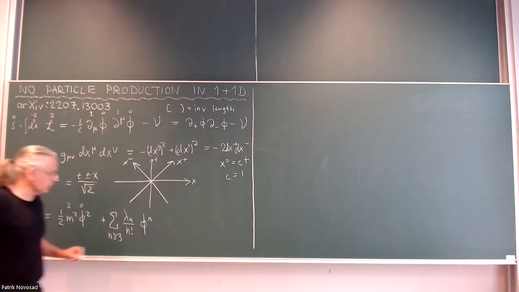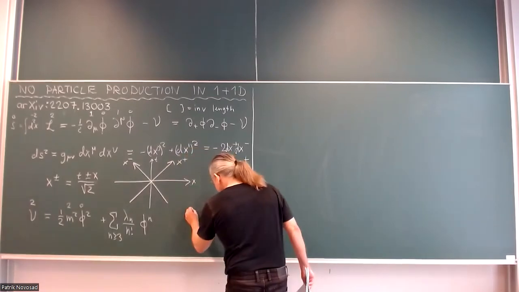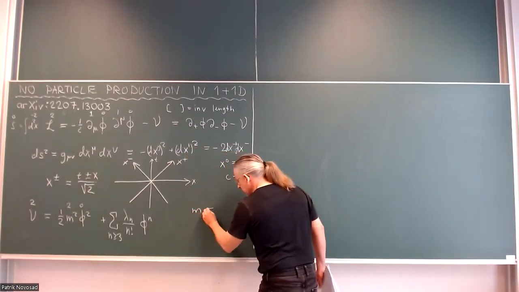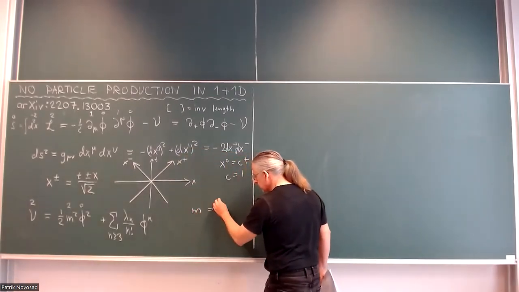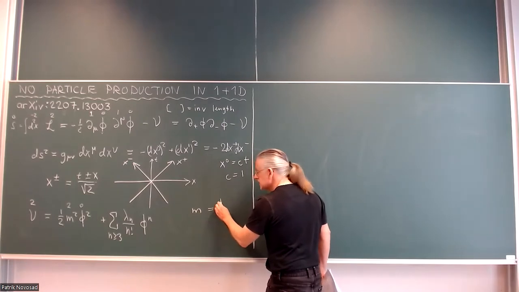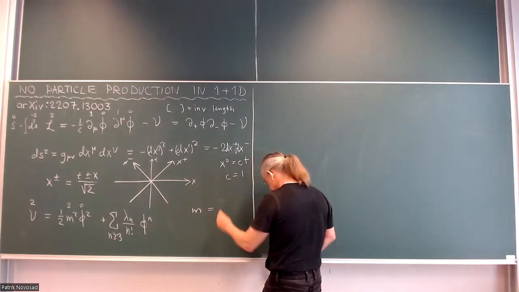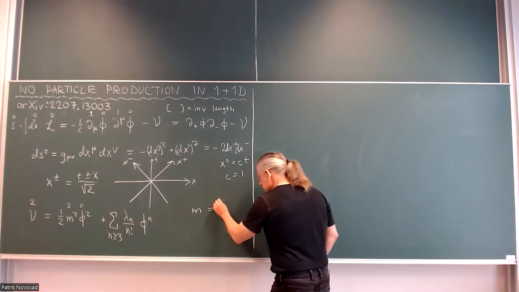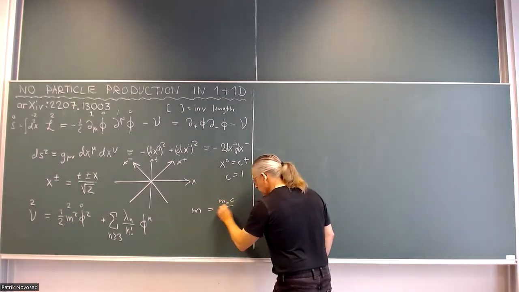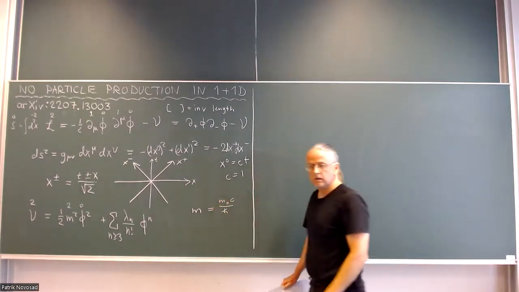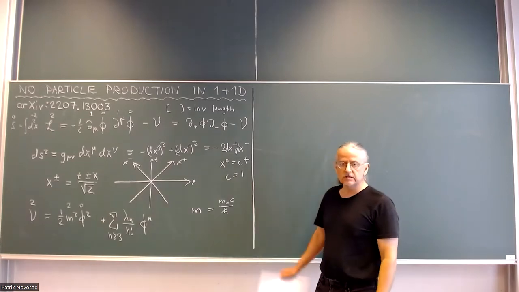If I really have to be very careful, then I would say that this M is really, I guess, M0 C over H bar. So then I get inverse length.